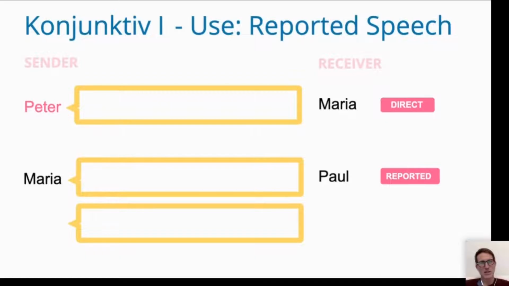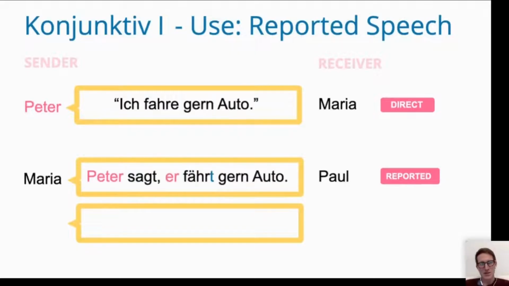So let's imagine Peter says something directly to Maria. Ich fahre gern Auto, I like to drive a car. And Maria then tells it to Paul. She reports it to Paul. Hey, Paul, you know what Peter said recently? Peter says, or Peter said, if you want to put it in the past, fährt gern Auto. Well, you see there's a T, not an E like we did before.